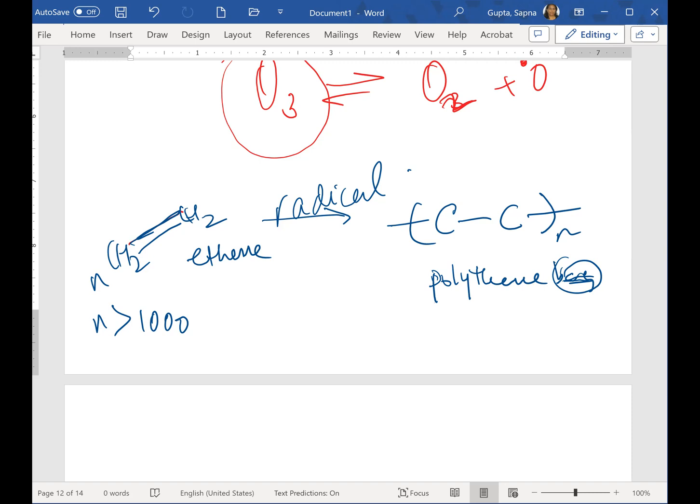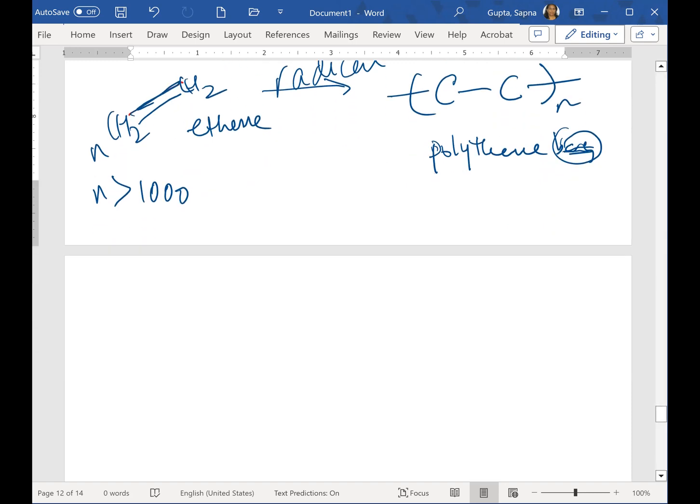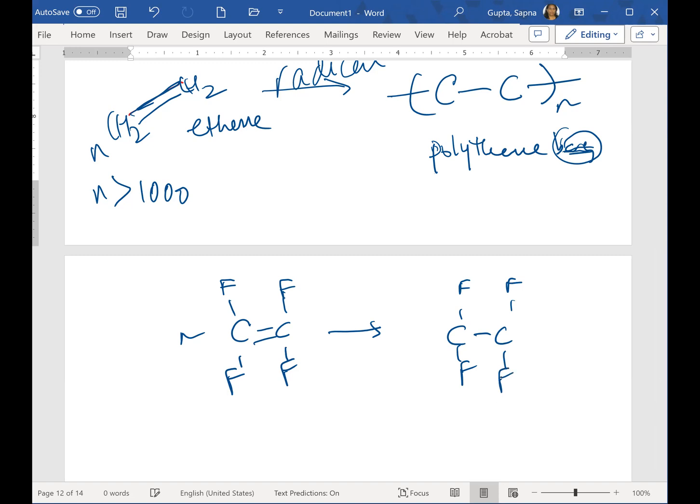The lower the density, the cheaper it is, the easier it is to break and all that. But essentially the basics is the same, okay? Which is that it's polythene. Then there are other stuffs also, okay? So for example, you can take something like this, which is tetrafluoroethene. And when you take N number of molecules of that, and then you polymerize this, then you get something which is called Teflon.